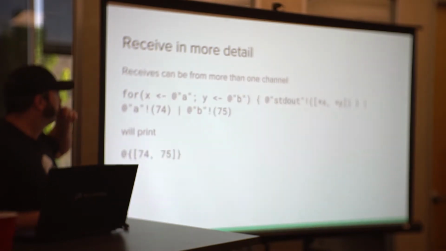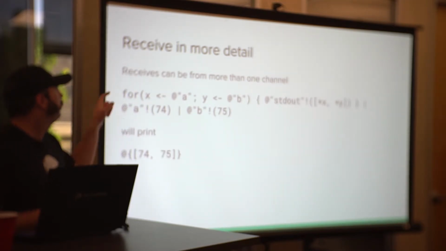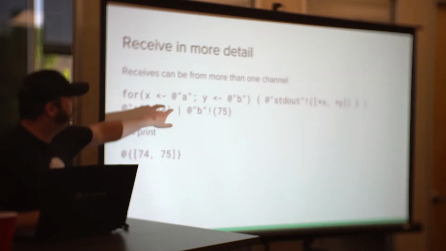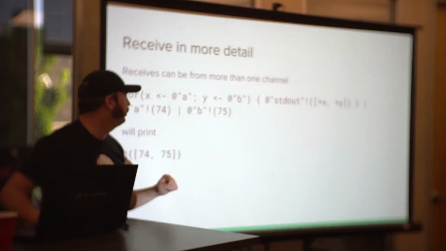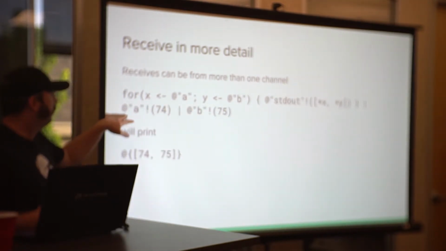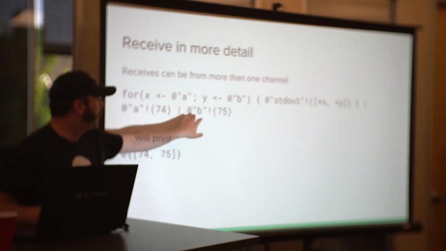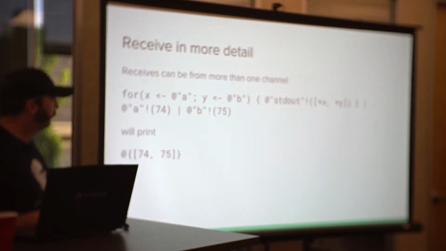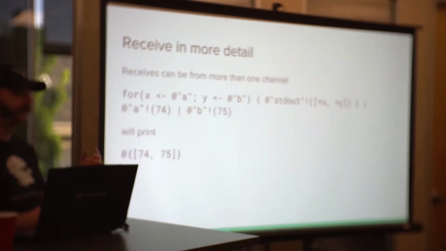All right. So receives can be from more than one channel. So here we have one receive listening on two channels, the quoted string A and the quoted string B. And here we have a send on A of 74 in parallel with a send on B of 75. And so executing this will print 74, 75.